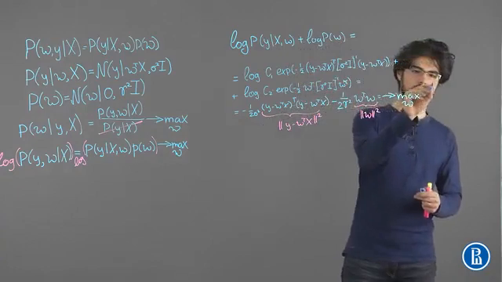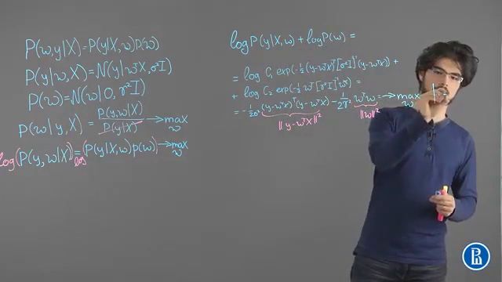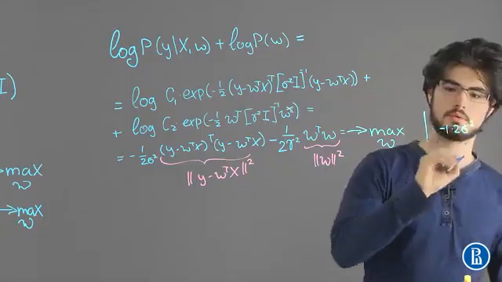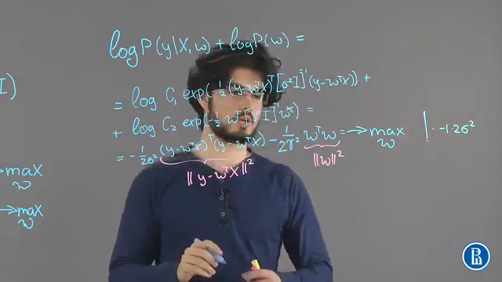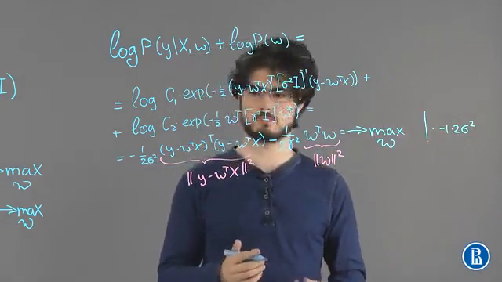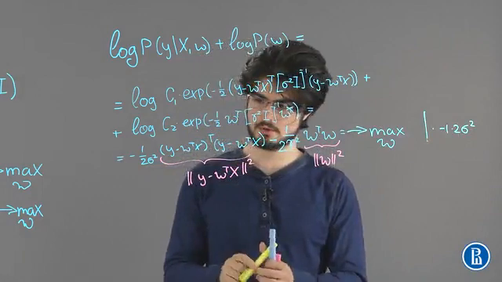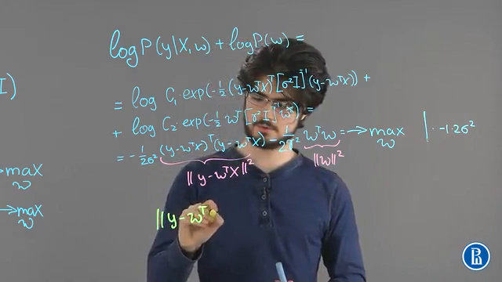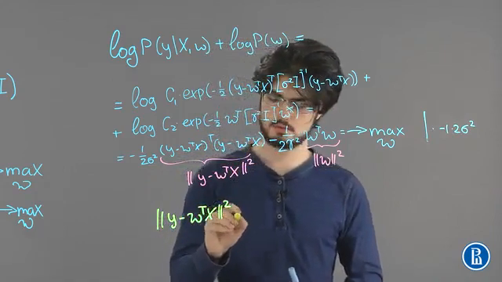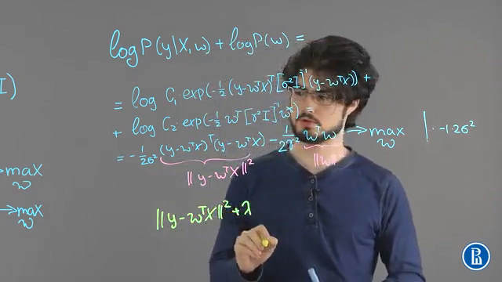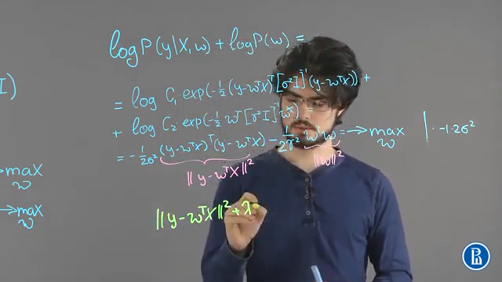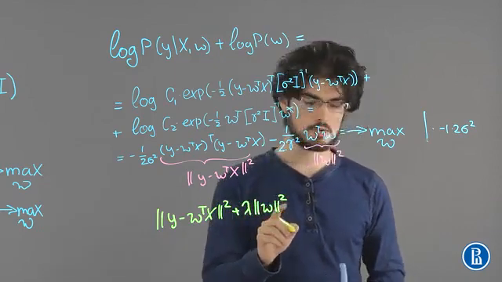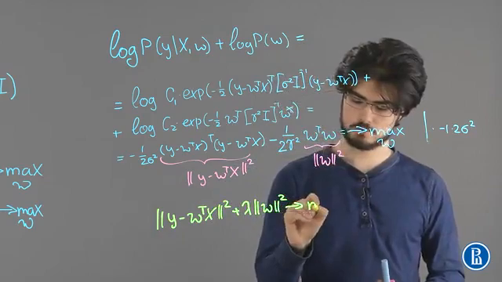If we multiply it by -1 and also by 2 sigma squared, we'll come to the minimization problem from the maximization problem. And finally the formula would be the norm of this thing squared plus some constant lambda that equals sigma squared over gamma squared times the norm of the w squared. And since we multiplied by -1, it is a minimization problem.